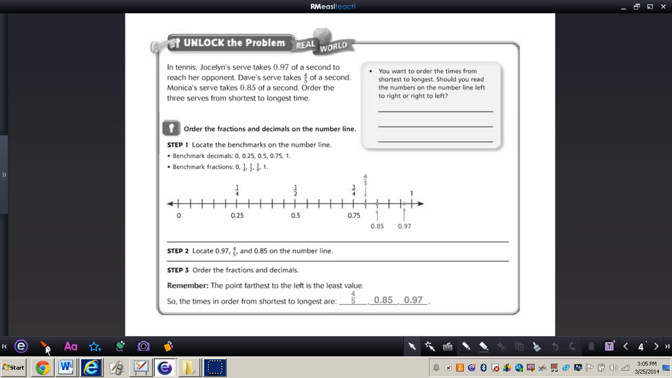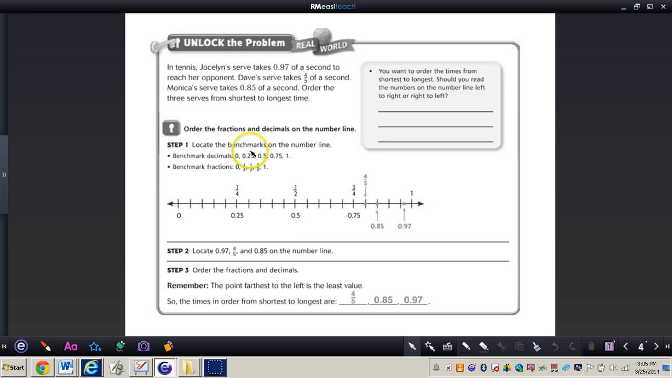Now, the first thing that we need to do in ordering fractions and decimals on a number line from least to greatest is locate the benchmarks on the number line. What you can do is either divide your number line by tenths or by 20ths. If you do it by 20ths, each section is 5 hundredths. So we have 5 hundredths, 10 hundredths, 15 hundredths, 20 hundredths, 25 hundredths. You can count by fives and it'll take you all the way up to 1.